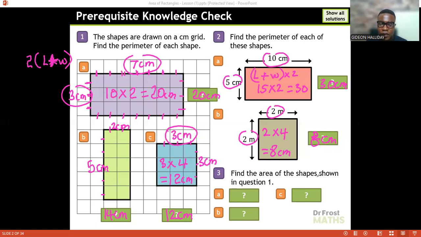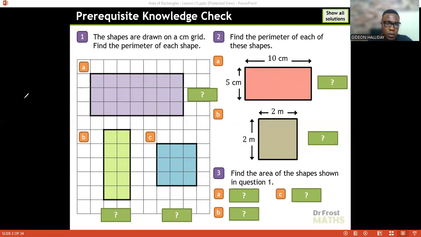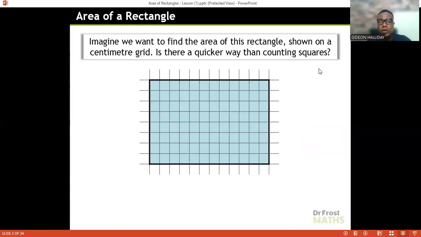Find the area of the shape shown. Question one. For the area, just count the squares inside of it. But we want to find out how we're not going to count the squares. Let's not spend so much time on this. I'll clear my screen now. You can pause the video if you want to write anything. All right, so let's move on.